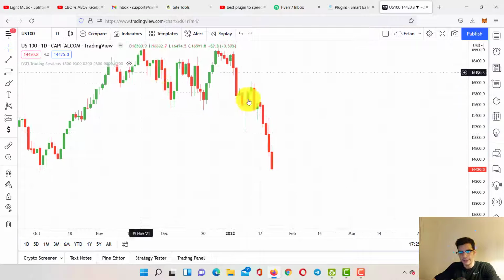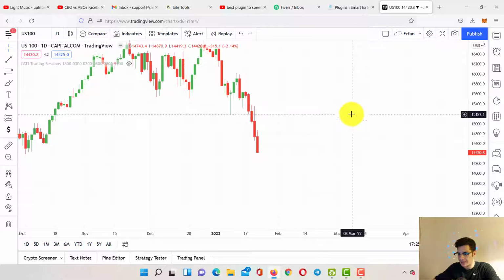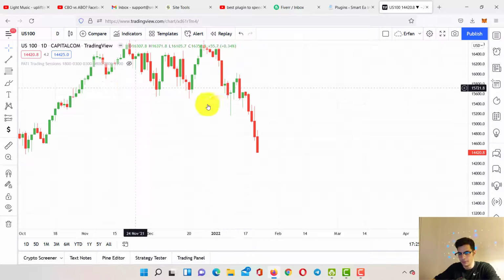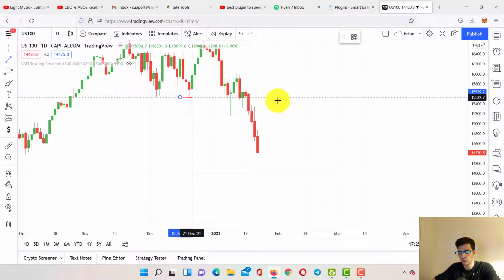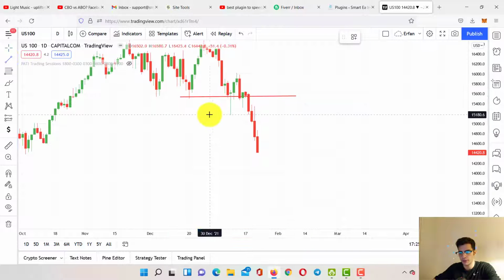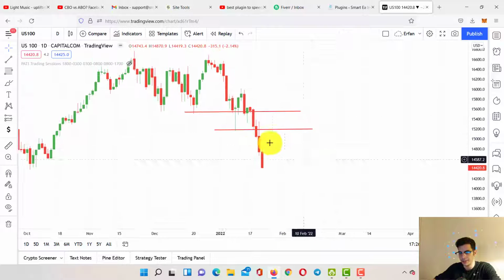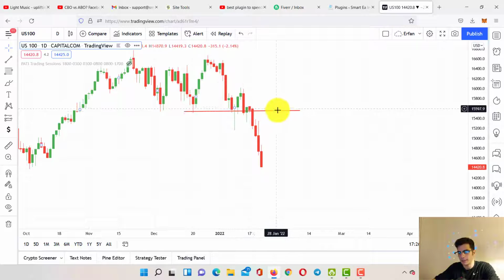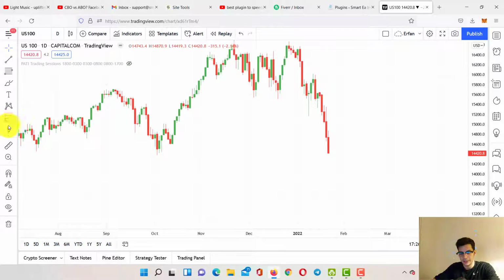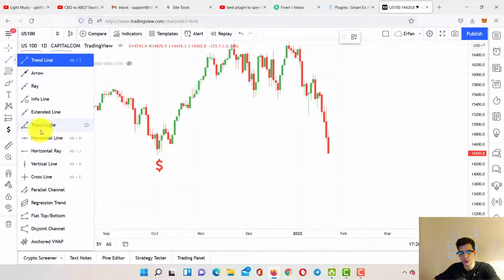So as you can see, NAS100 has been bearish for the past couple of days, I would say for the past week or so, and we have so many major breakout structures exactly right here. It keeps breaking lower lows, and it's coming down even further. If you pay attention to this area, you can see that we have a huge gap here.